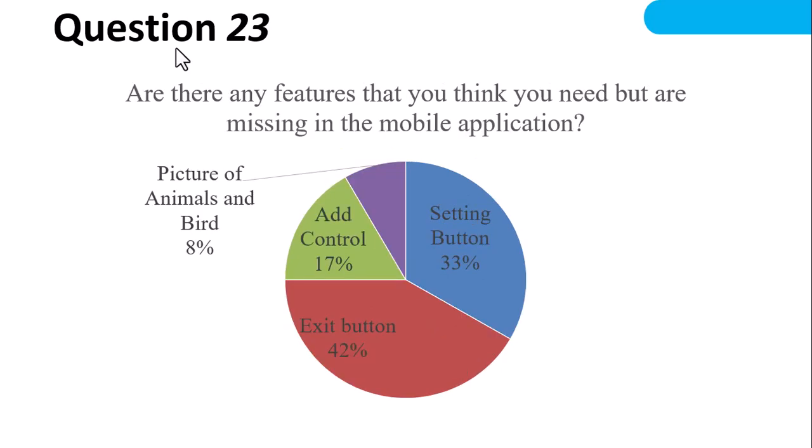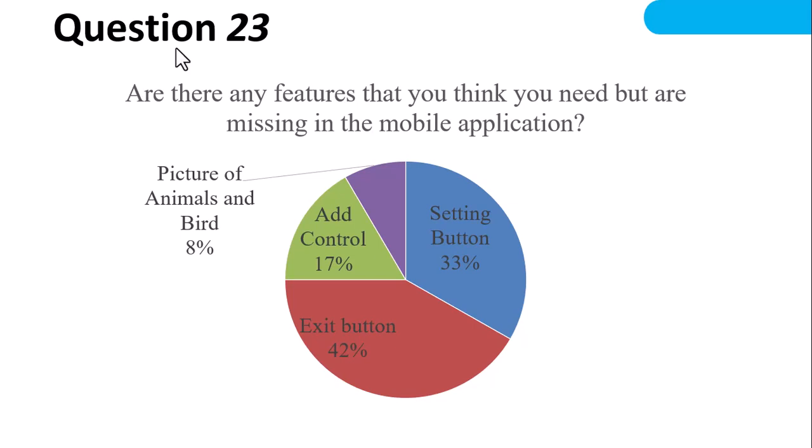The next question that I have also asked from the people: are there any features that you think you need but are missing in the mobile application? And mostly people, 42% people said that there should be one exit button. And in this app, there is no exit button, and 33% people said that there should be a setting button to control the sounds and some graphical views of the application.